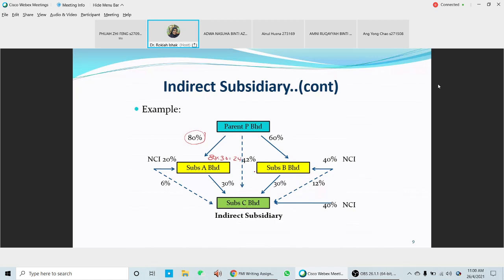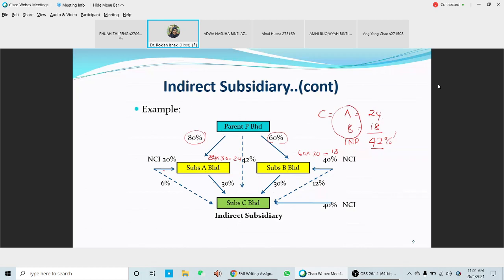Okay, we look at the next one. For C, through A, parents are going to have 24. And then through B, parent has 60 here, and B has 30% shares in C. So 60 times 30, we're going to have 18. So through B they're going to have another 18. Altogether, parents are going to have 42% indirect interest in C through A and B. That is what you have here.